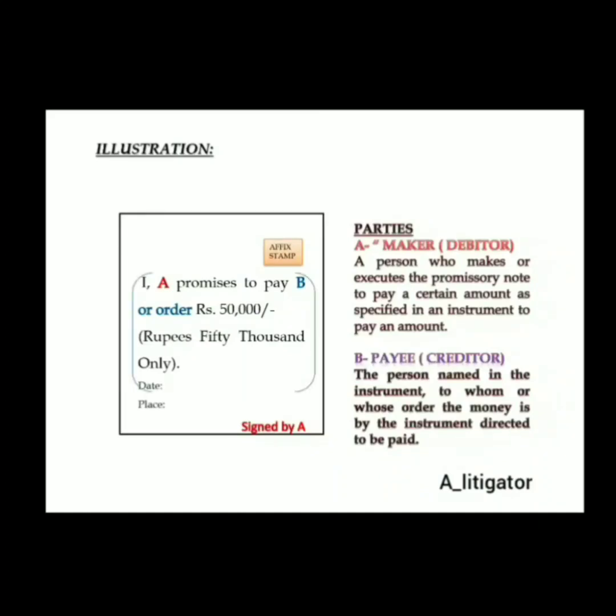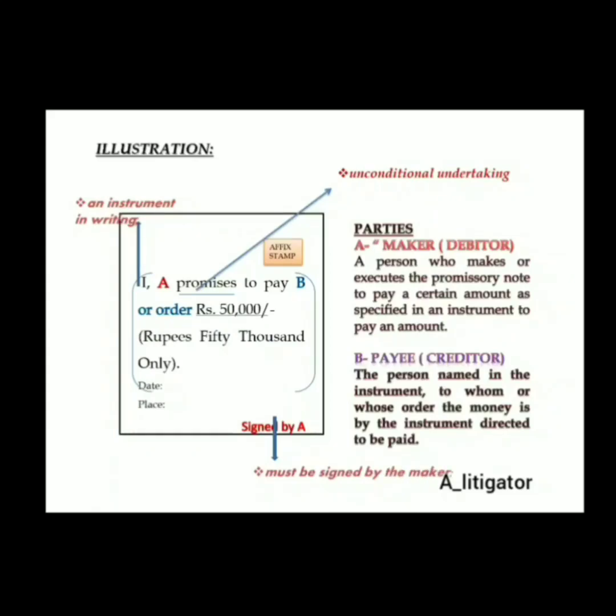From the illustration, if you look, all the essentials are satisfied. I, A, promise to pay in an instrument clearly denotes the first essential, an instrument in writing. The word promise satisfies the second essential, which clearly states an unconditional undertaking. Though the word promise is not required in the instrument, the maker undertakes to pay. Signed by A is the third essential: the instrument must be signed by the maker. The sum of rupees 50,000 is the fourth essential: the sum payable must be certain. The term B or order is the fifth essential: it must be payable to or to the order of a certain person or the bearer of the instrument.